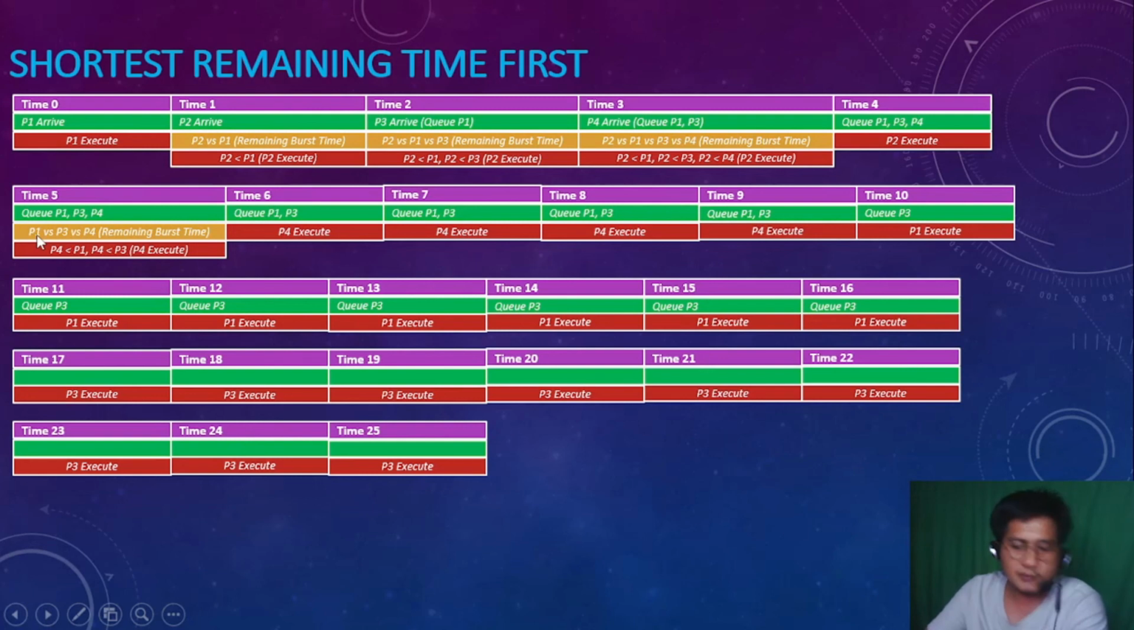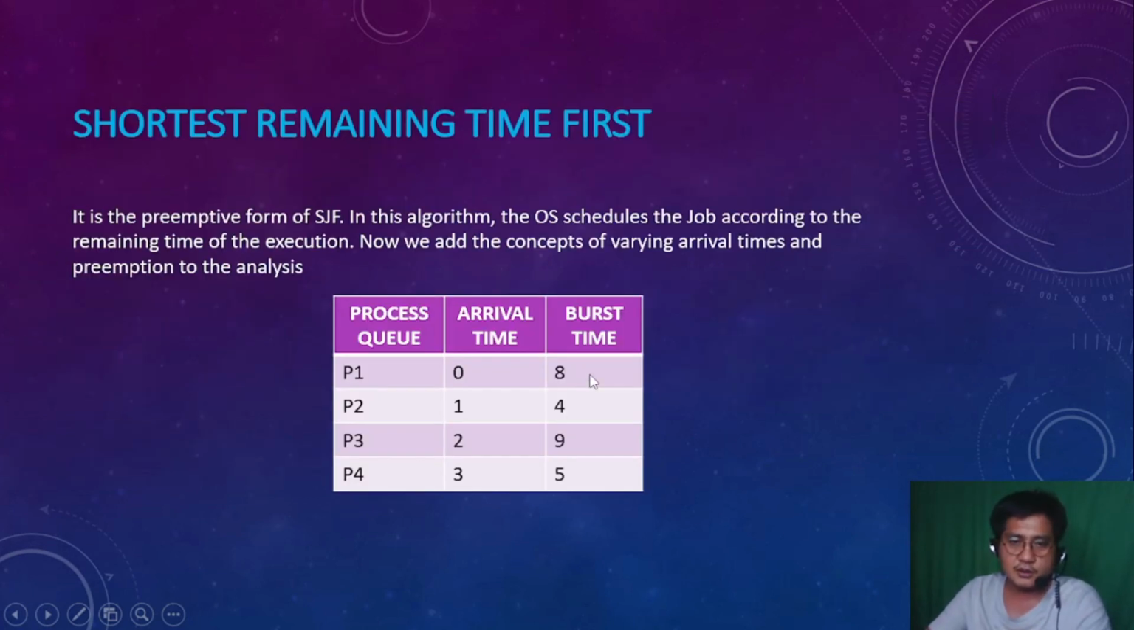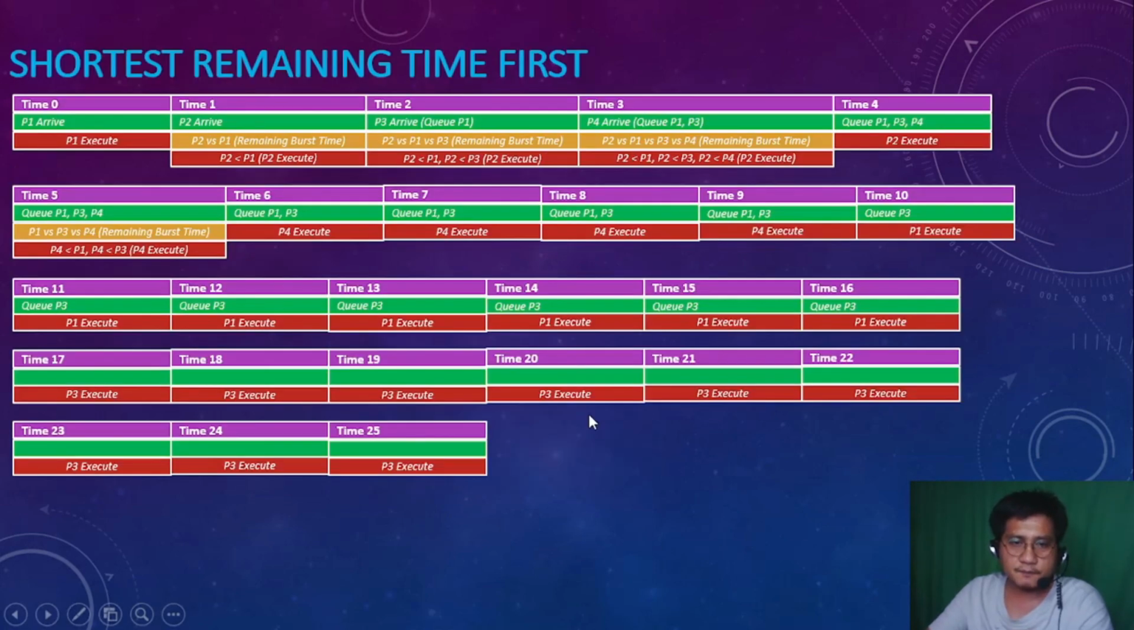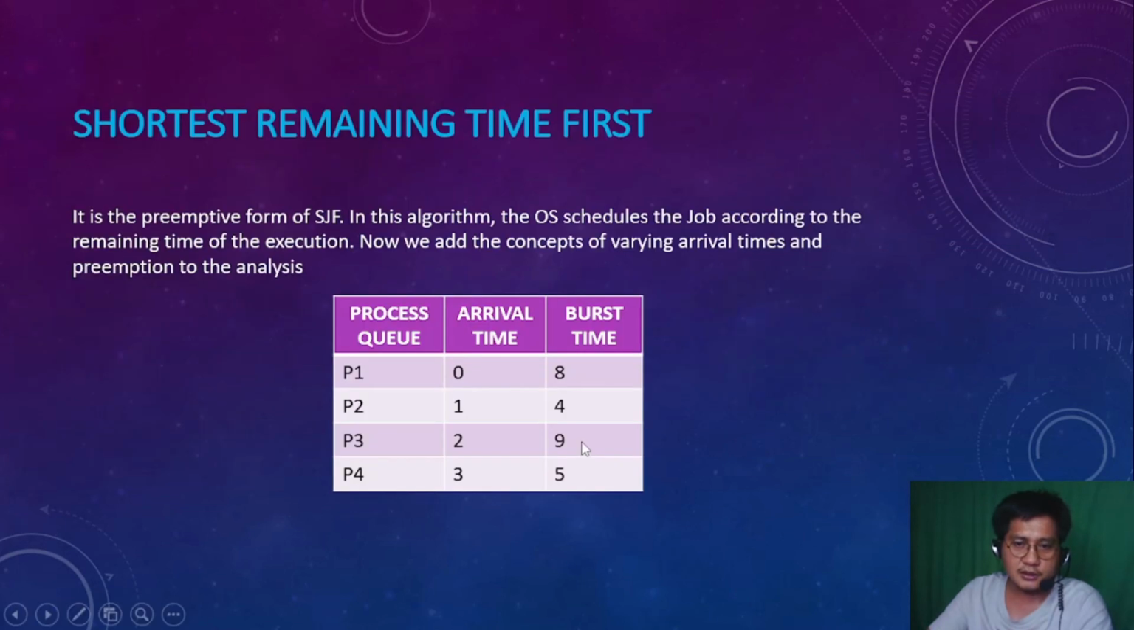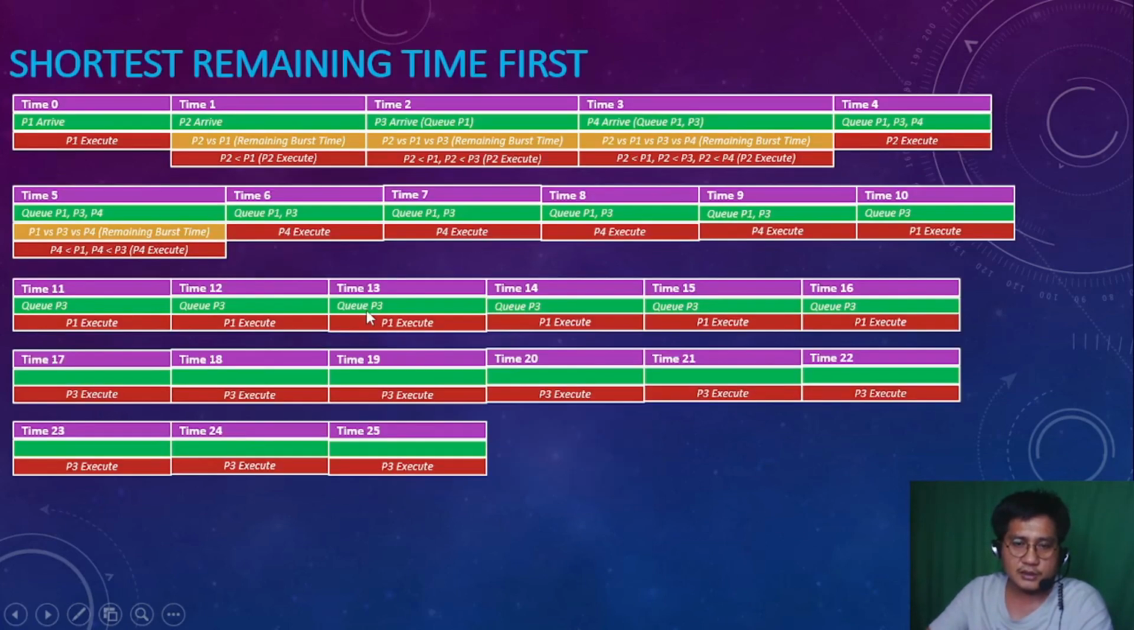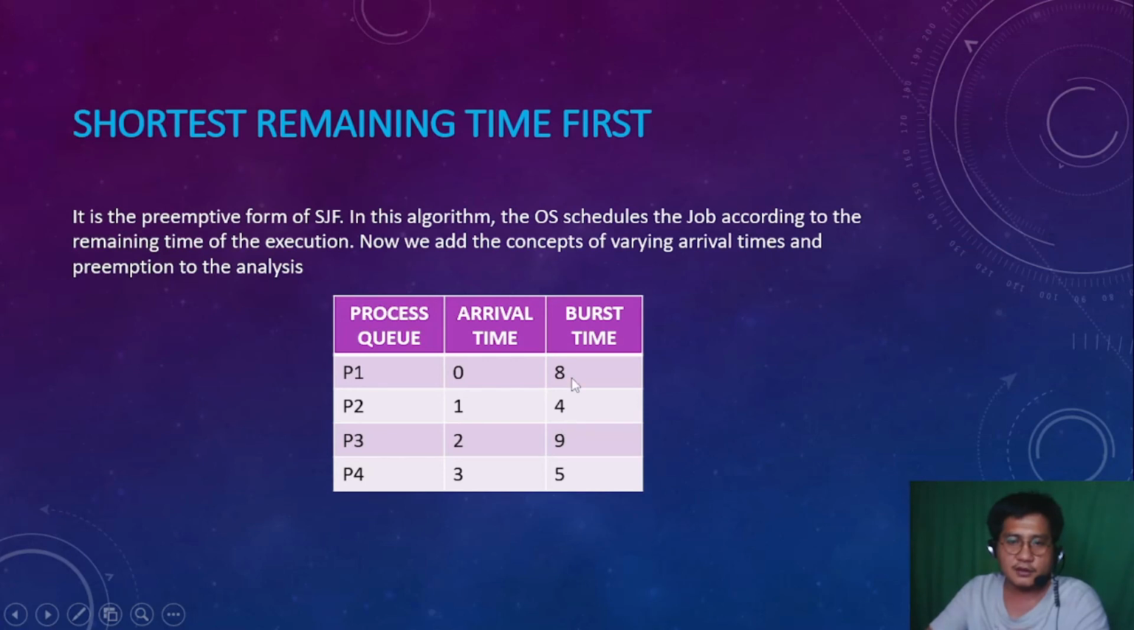According to the table, process 1 has already executed once, P3 has not yet been executed at least once, and P4 has not been executed at all. Now the system will compare the values of 7, 9, and 5. Because P4 has a burst time of 5, which is less than the burst time of P3, which is 9, and less than the burst time of P1, which is 7.